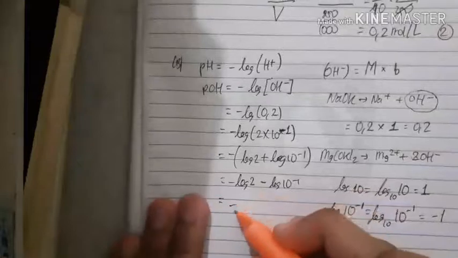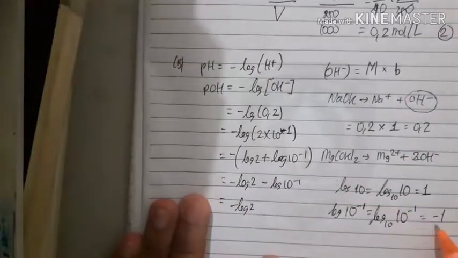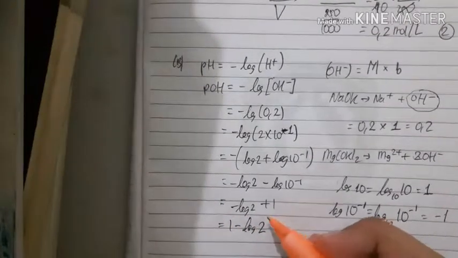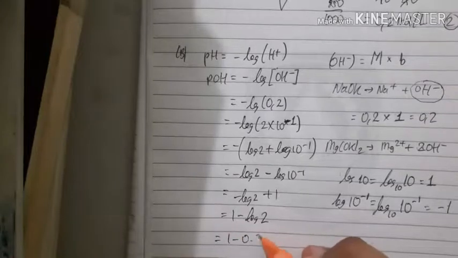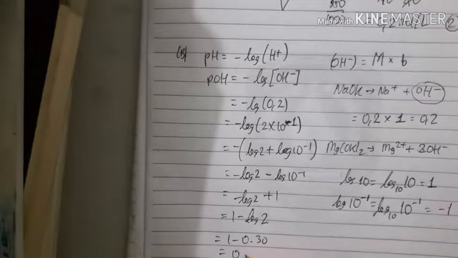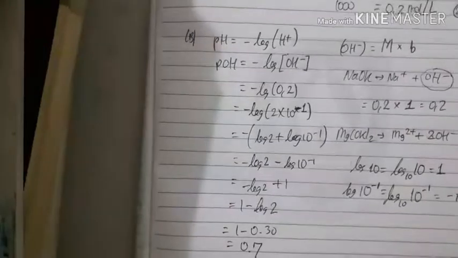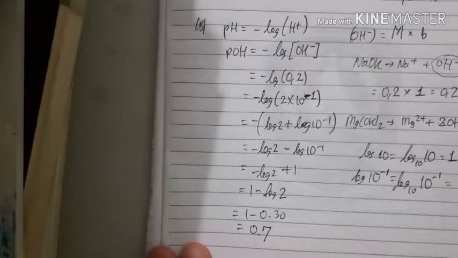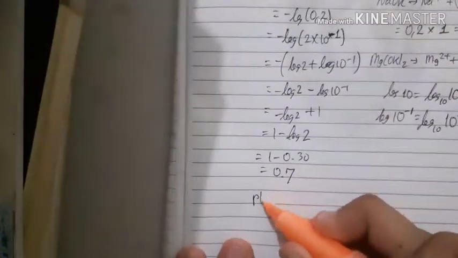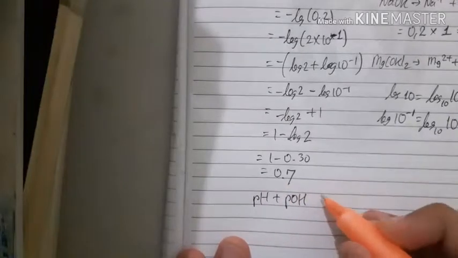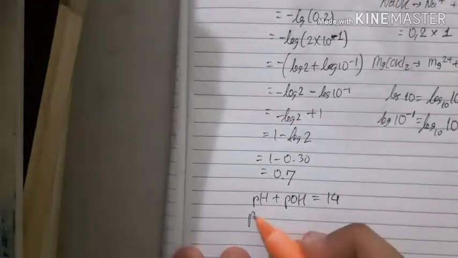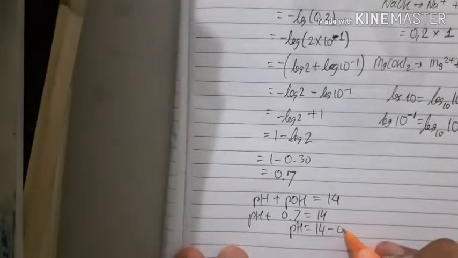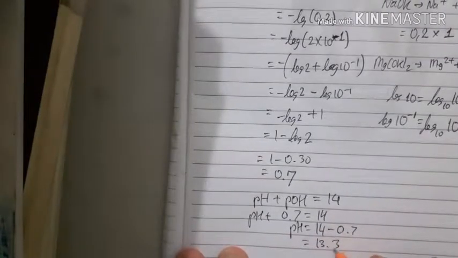So that is minus logarithm 2 minus minus 1. That is plus 1, which is 1 minus logarithm 2. And in the question, it is provided that logarithm 2 is 0.30, so that is 0.7. And we have not finished here, because the question asks for pH, the acidity value, not the basicity value. So you have to notice that pH plus pOH is 14. So that is pH plus 0.7 equals 14. So pH is 14 minus 0.7, which is 13.3.